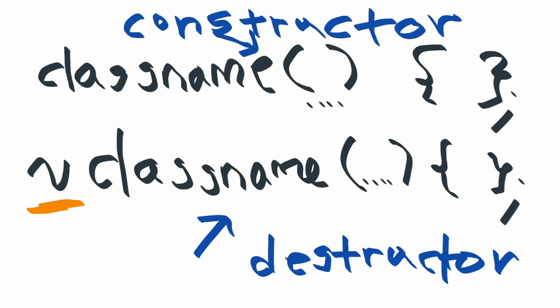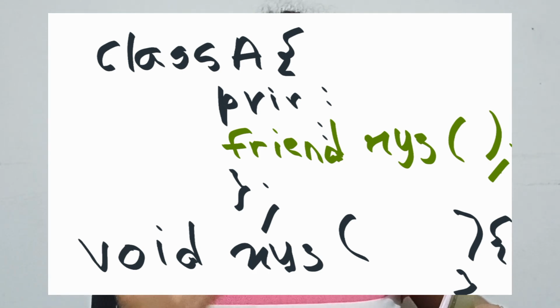And the opposite of that is known as destructor, which destroys the class, and we only put a tilde sign before the class name. These are the syntaxes. Private members cannot be accessed, but there is a friend function, like a friend which can access secret data. So a friend class can access private and protected members of another class in which it is declared as a friend.